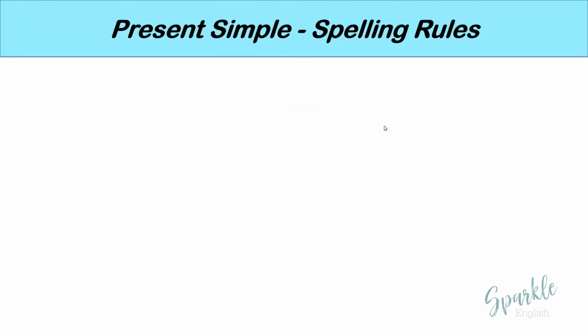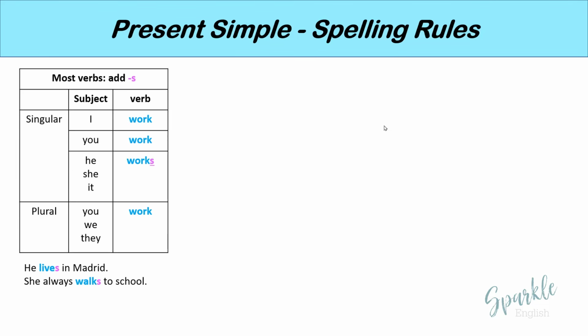Now I'm going to discuss the spelling rules for the present simple. With most verbs, we add s for the he, she, and it form. For example, I work, you work, he, she, it works, you, we, they work. So for most verbs, you have to add an s when we use the he, she, or it form.